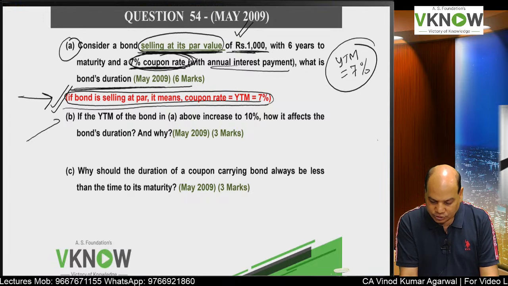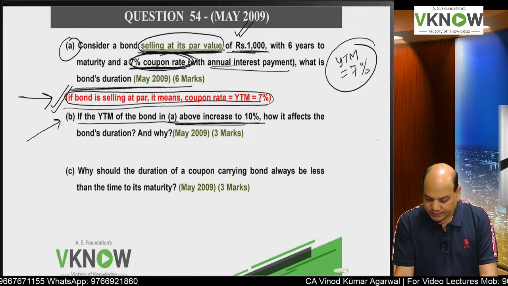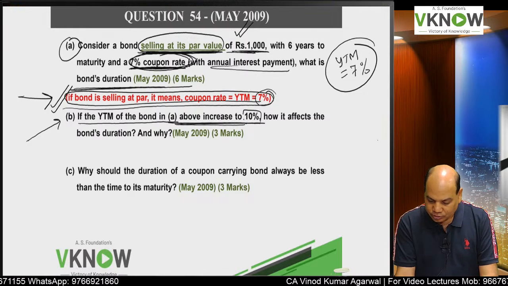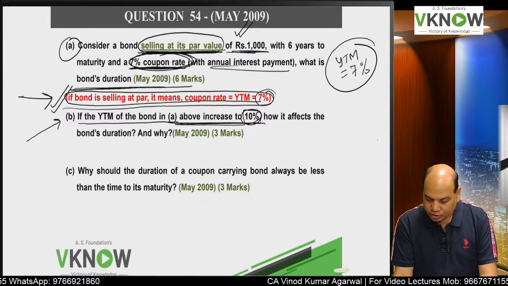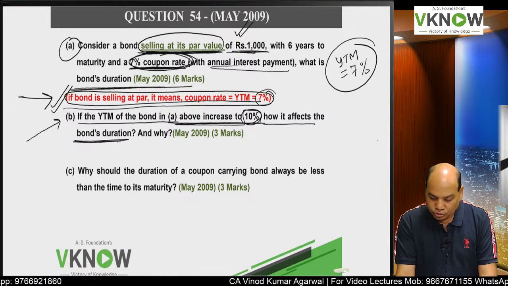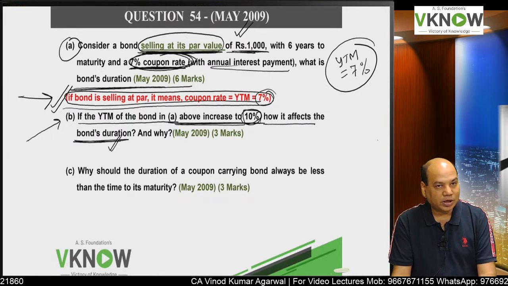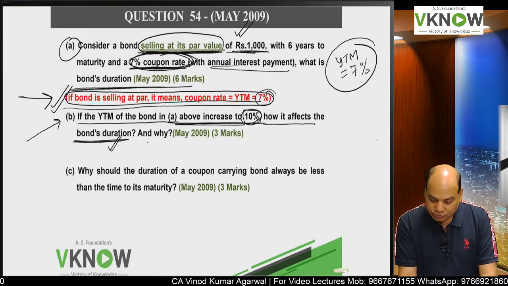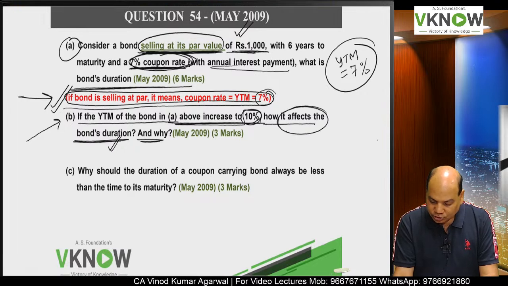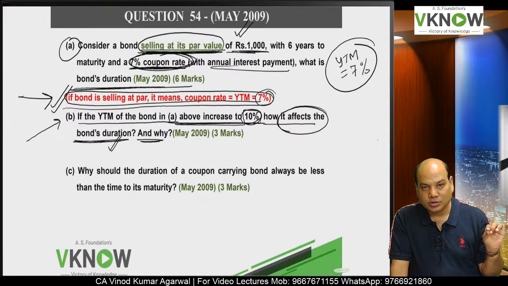Then they have changed the question suddenly. If the YTM of the bond in A above increases to 10%, earlier it was 7, now it is going to 10, how does it affect the bond's duration? So recalculate the duration of the bond using a 10% discount rate, and the question is why the duration has been affected.